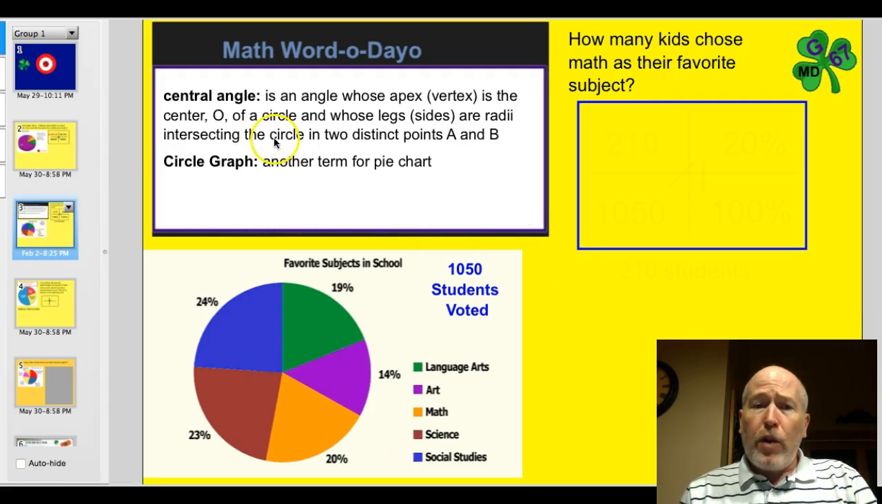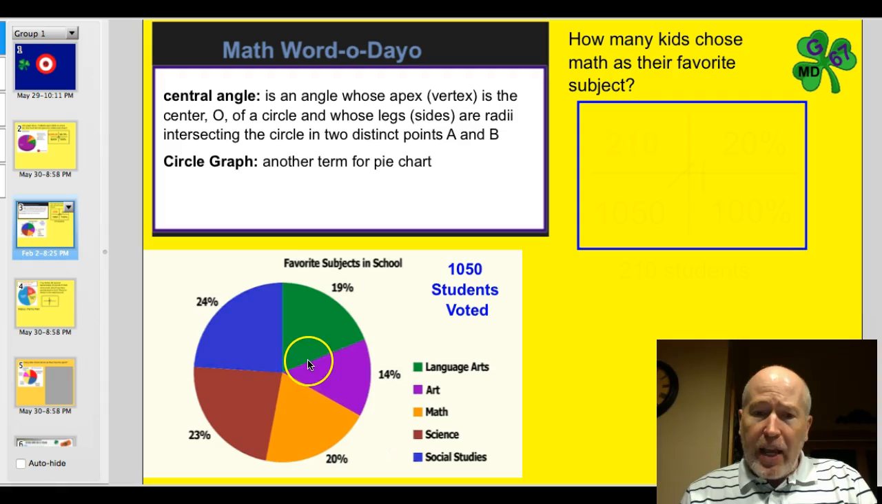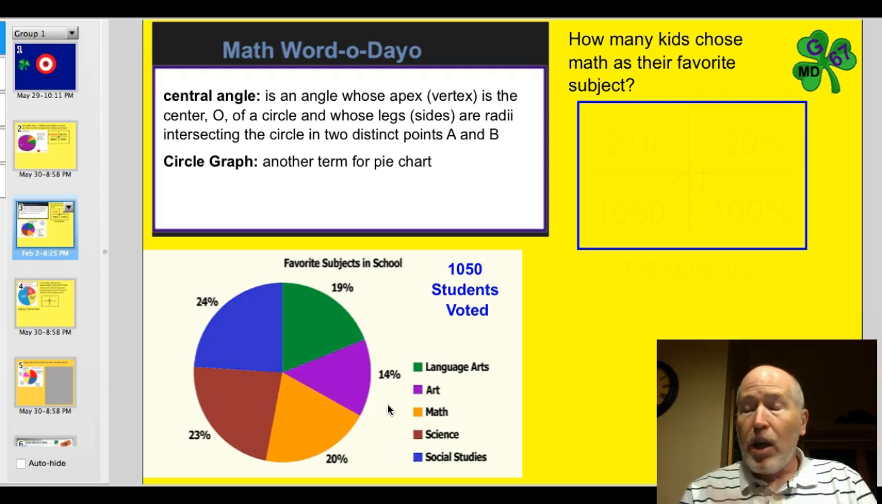A couple of review vocabulary words tonight. We've got the central angle. That's this angle right here. If this is point O in the middle, and this is point A and point B, this angle formed here is the central angle, and we can figure out that measure if we need to. We know that there are 360 degrees in a circle, and we also know that 14% out of 100 is equal to something out of 360. We could set up a ratio proportion and figure out what that angle is, but that's not what we're being asked to find tonight. And then of course, the circle graph we've been talking about.